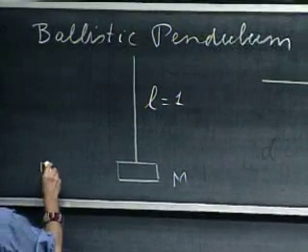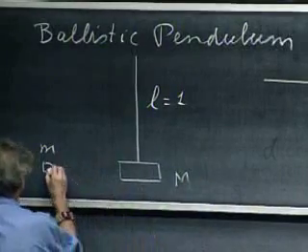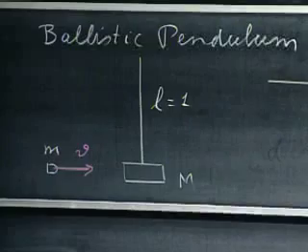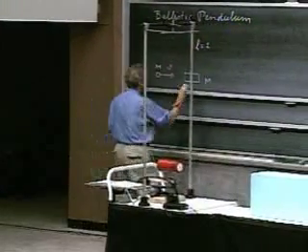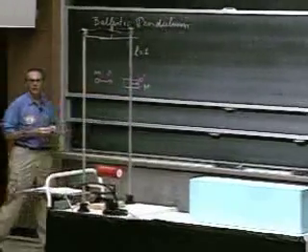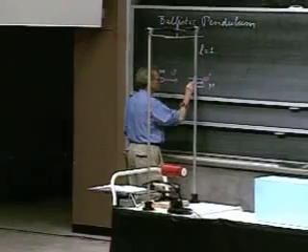And we have a bullet of mass little m. And the bullet comes in with velocity v, gets completely absorbed, sticks in there. It's a completely inelastic collision. And the pendulum will then pick up a velocity v prime with the bullet inside. The bullet is somewhere here.